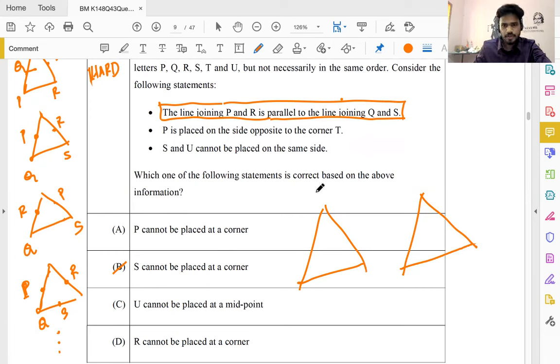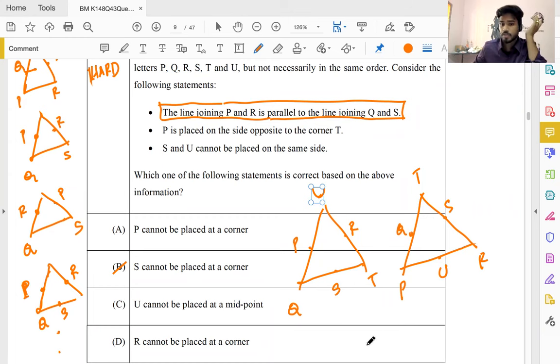One of them is U, P, R, and then Q, S, T. Notice PR is parallel to QS, P is placed on the side opposite to T, and S and U are not on the same side. S on this side, U on the other side. So this case is possible. There is also one more case that is possible. T, Q, S, and then we have P, U, R. This case is also possible.